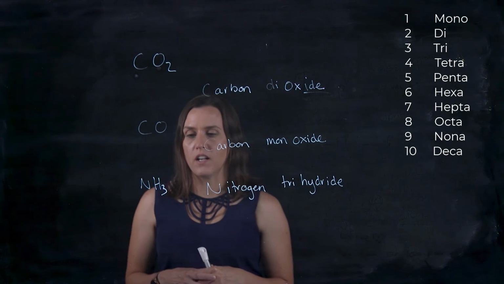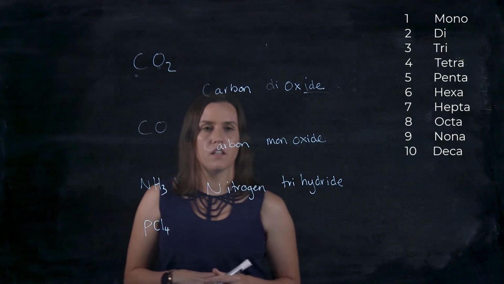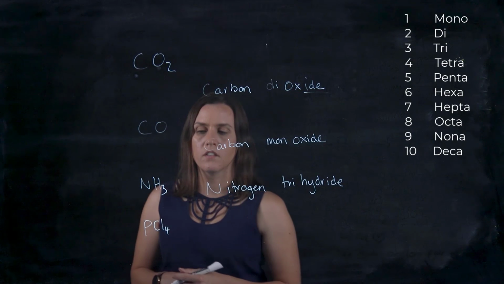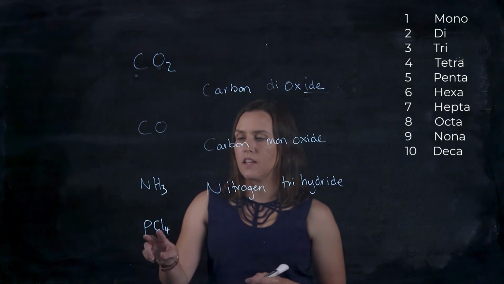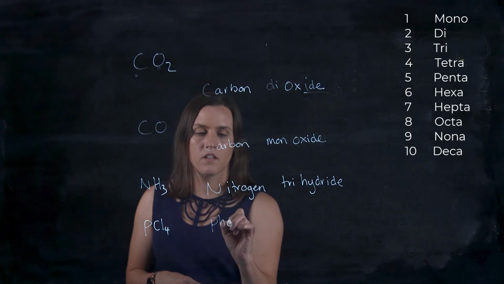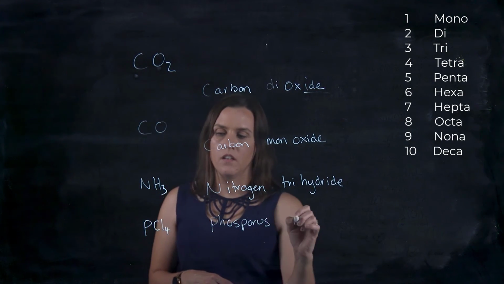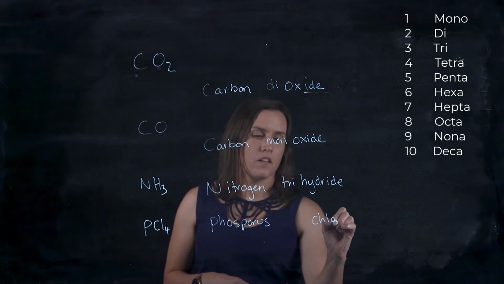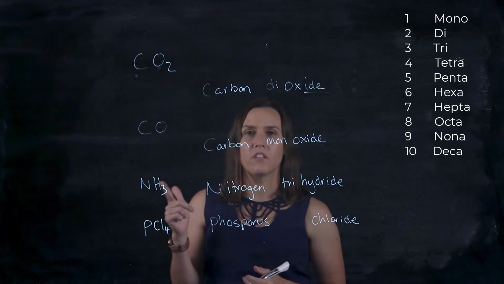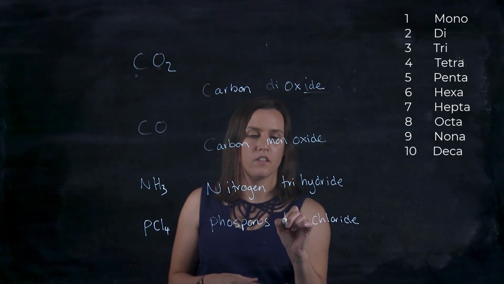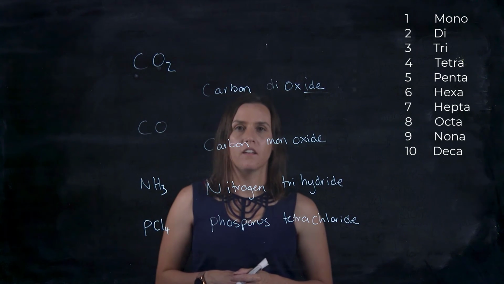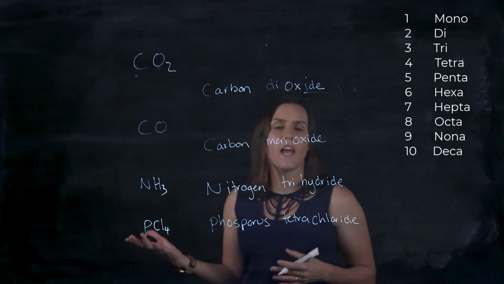So let's have a go at another one. Let's do PCl4. So we've got phosphorus. What are these? Look them up on your periodic table. So we've got phosphorus, chloride. What's 4? Mono, di, tri, tetra. So we've got phosphorus tetrachloride. Okay, so that's how we do our covalent compounds.